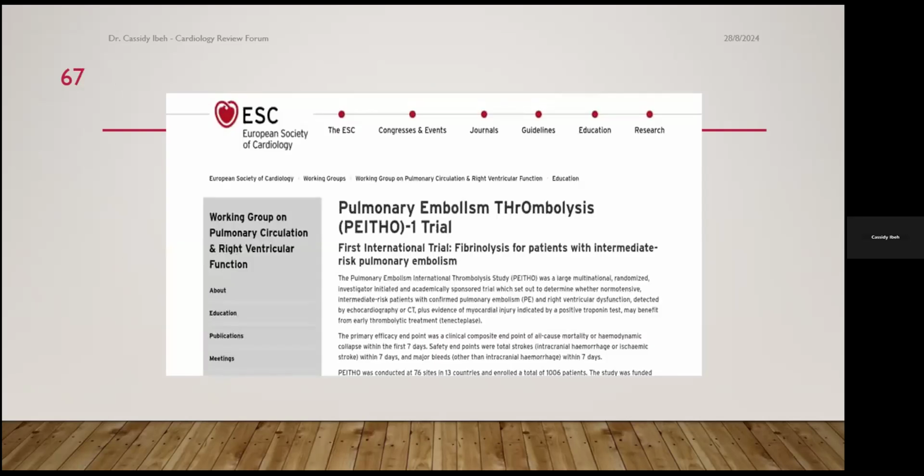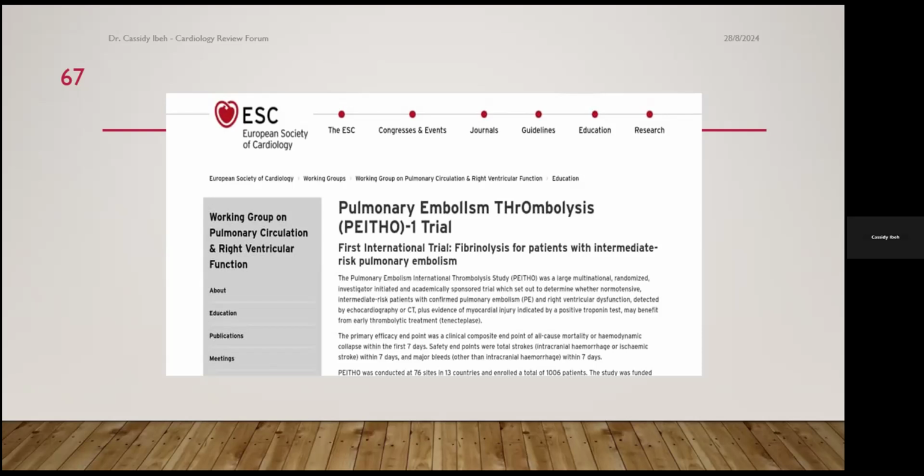Now, this trial was set to actually determine whether normotensive patients who are at intermediate risk, with confirmed pulmonary embolism and right ventricular dysfunction, will benefit from thrombolytic treatment. Okay, it was actually shown that there's some benefit in this case. So it can be used in this group of patients.